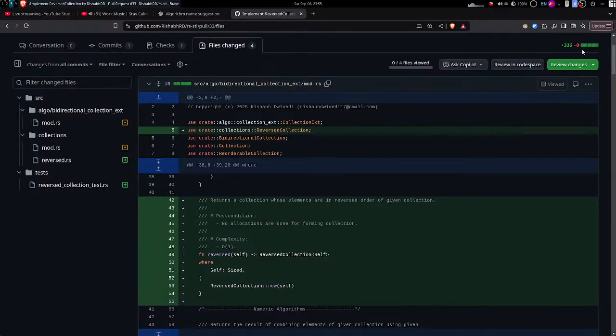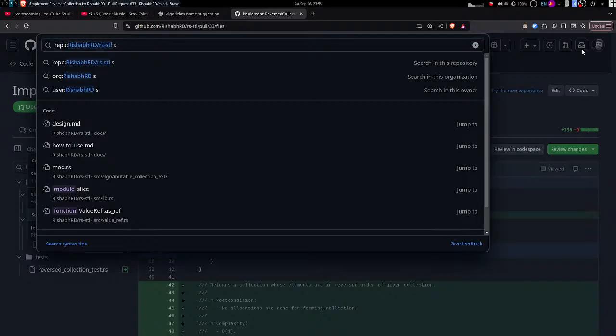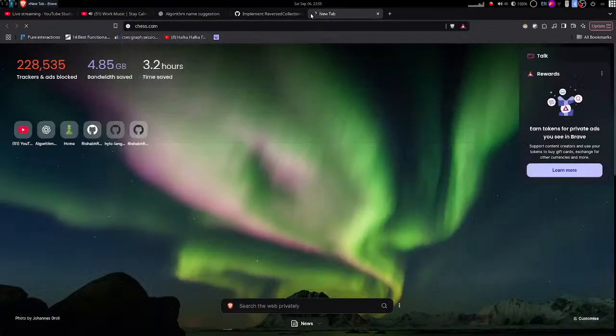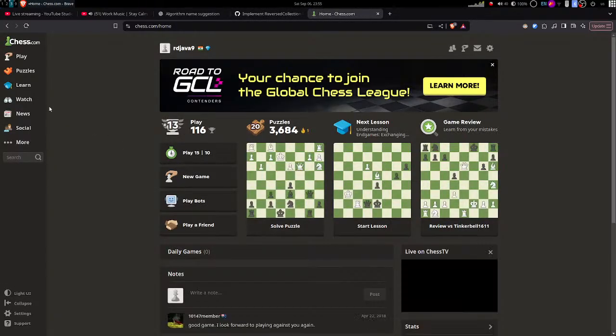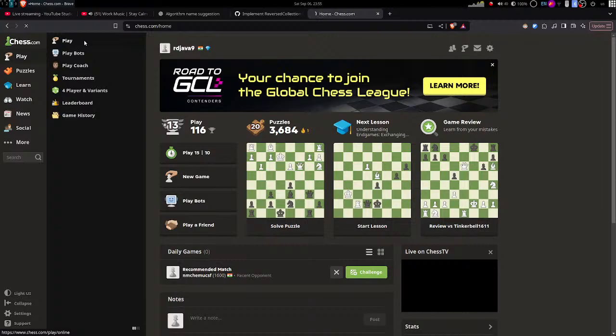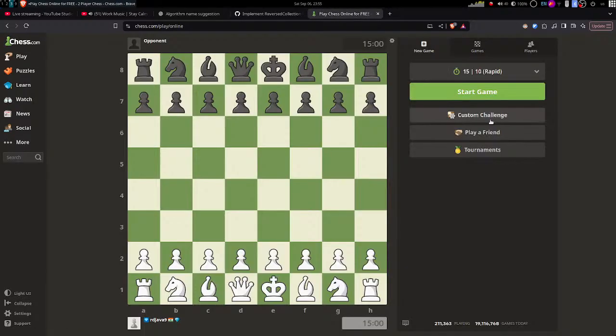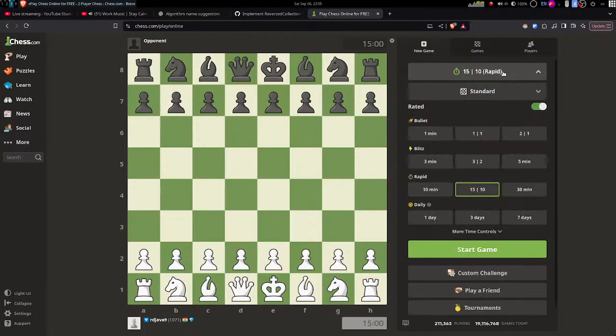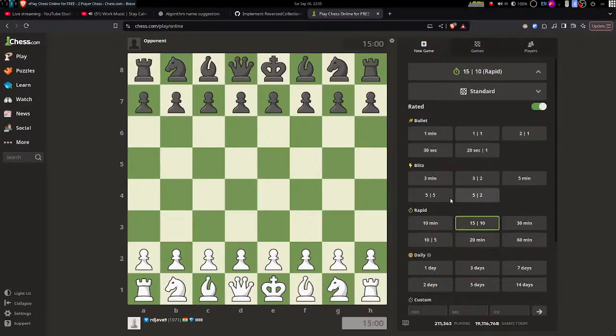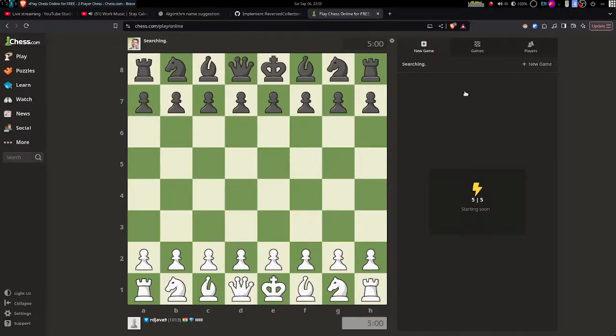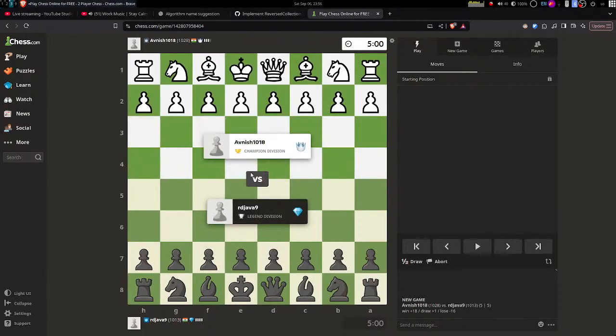I can play a chess game basically to have some fun, right? A 5 by 5 chess game. Play. So I would not go for rapid because rapid takes a lot of time. And I'm not much interested in playing rapid right now.